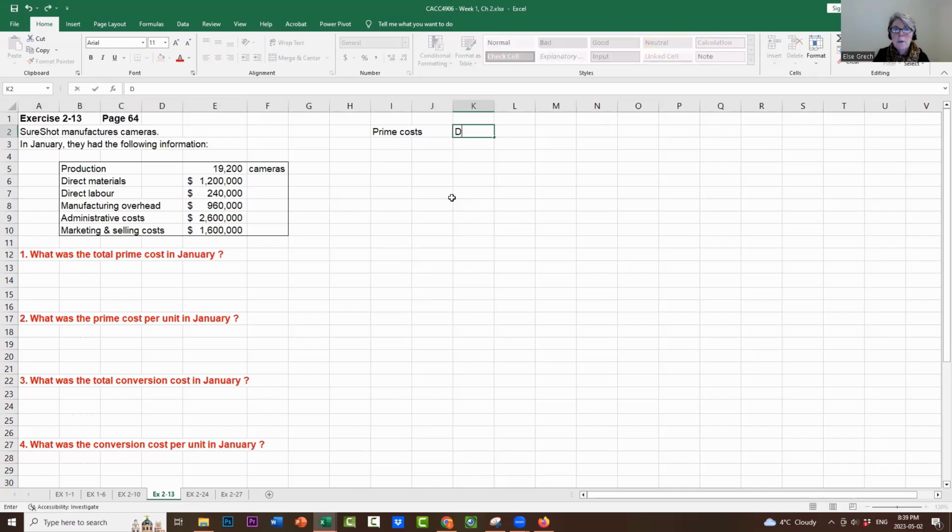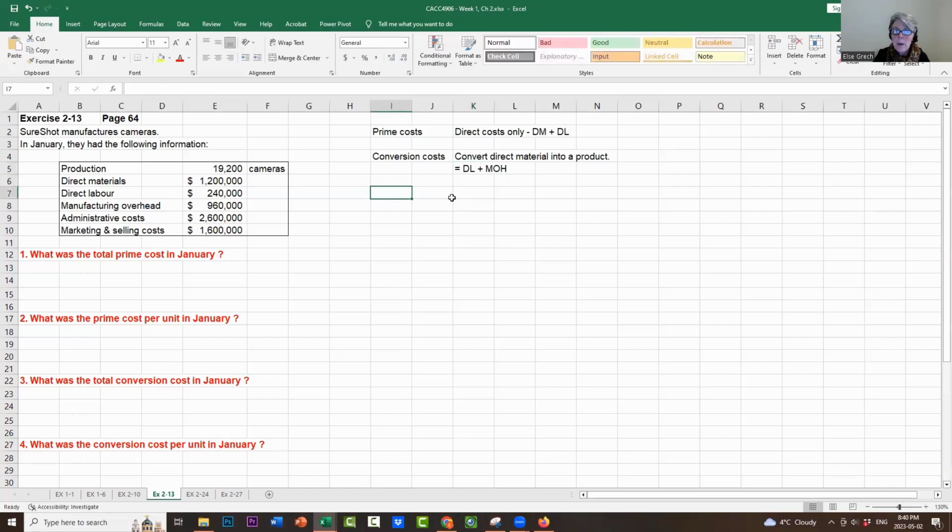Prime costs are direct costs only. So that means they're direct materials plus direct labor. Then we have what's called conversion costs. So conversion costs convert direct materials into a product. Conversion costs are equal to direct labor plus manufacturing overhead. And I will tell you that prime costs and conversion costs can never be added together.